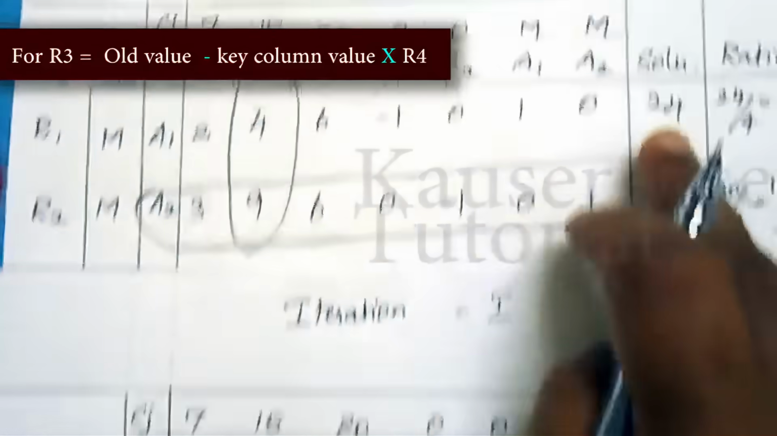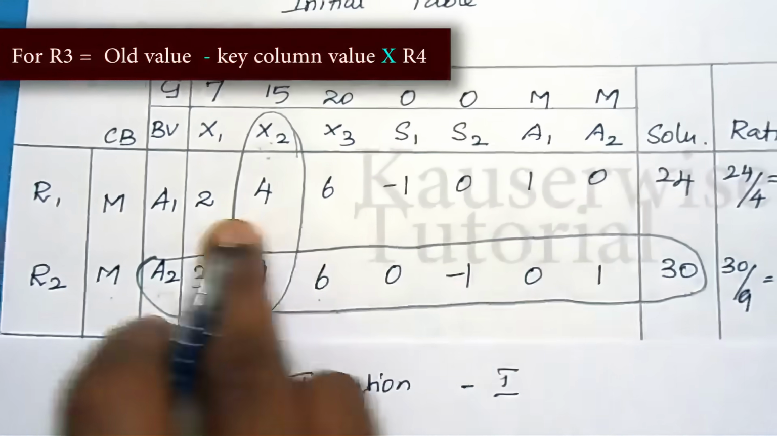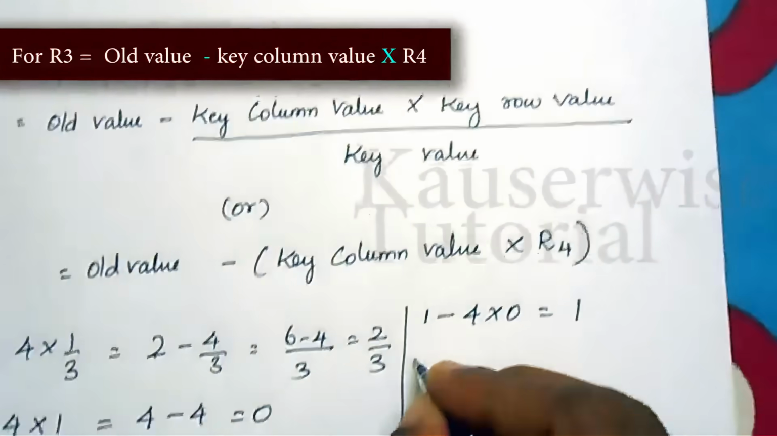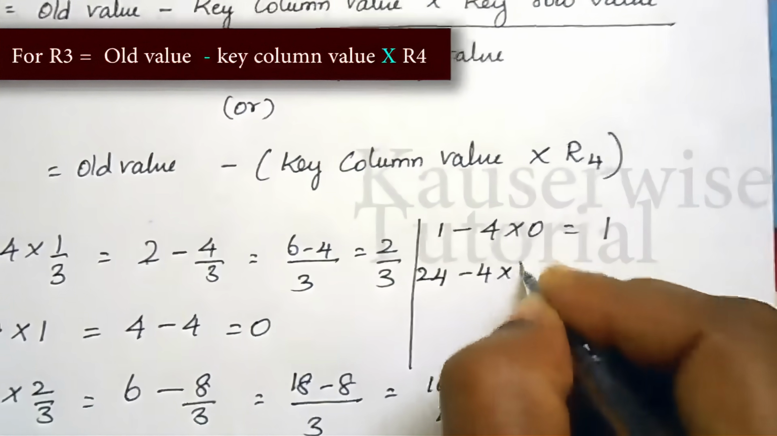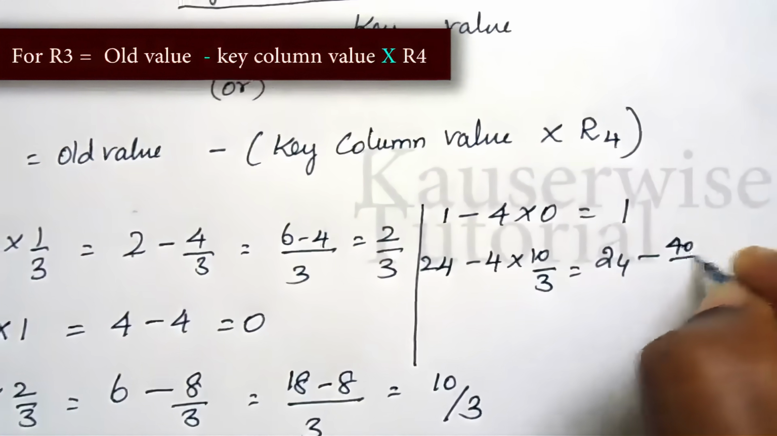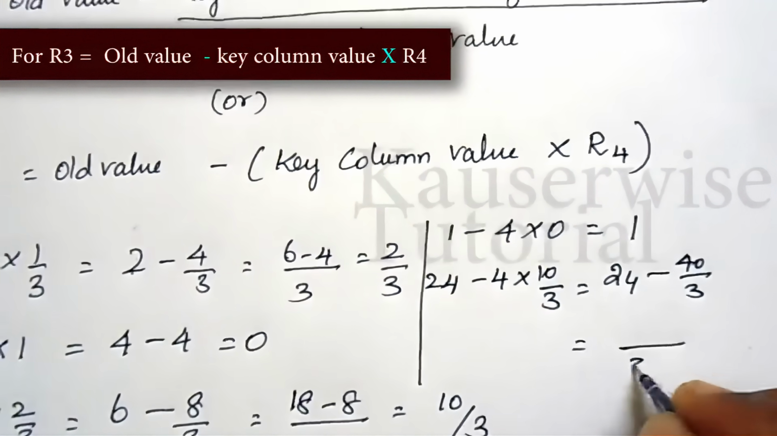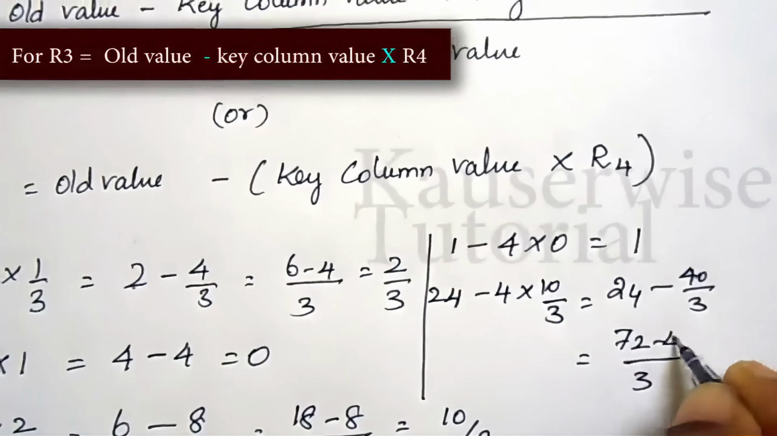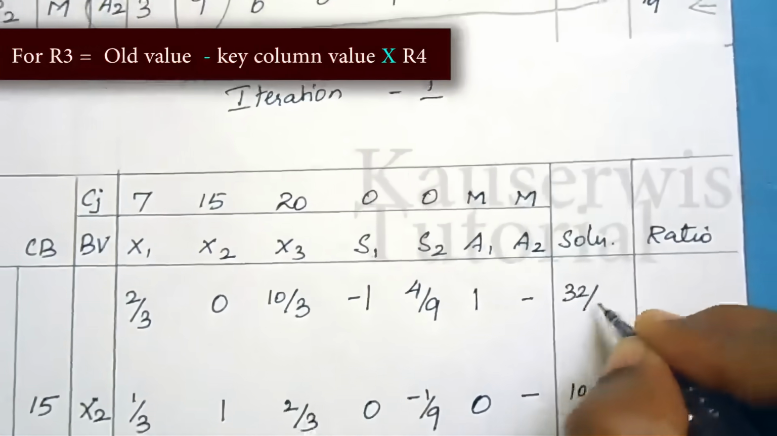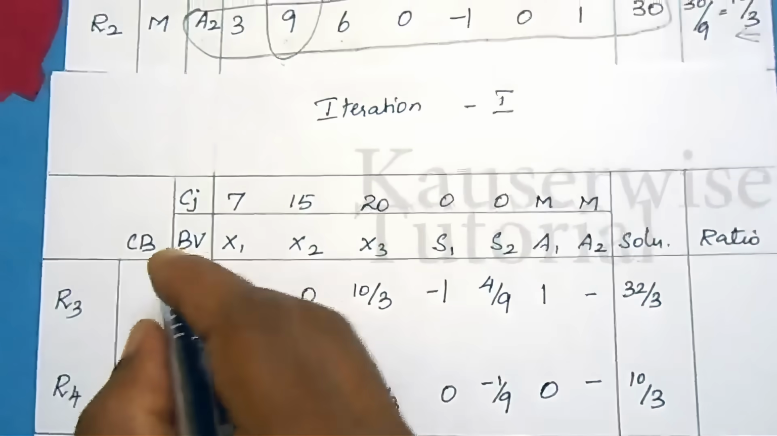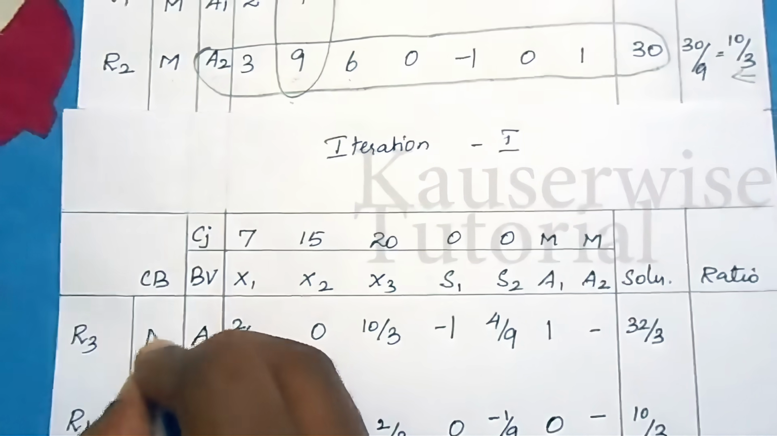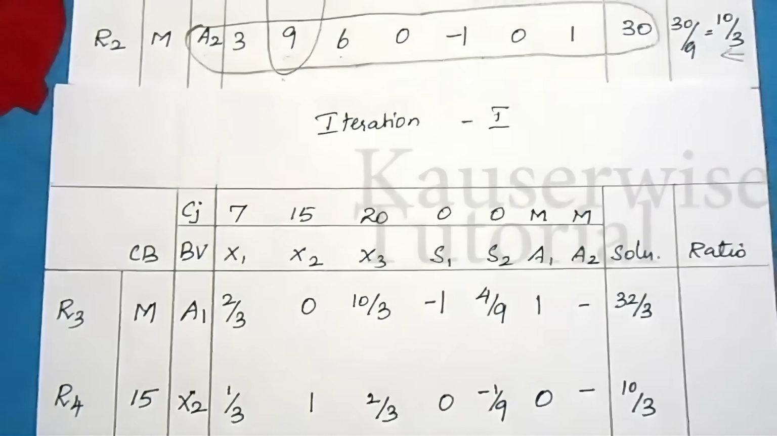For the solution, old value is 24, minus column value 4 into new row value 10 by 3. So 24 minus 4 into 10, 40 by 3. With LCM 3, 3 into 24 is 72, minus 40 is equal to 32 by 3. See, here the basic variable remains the same and the coefficient of the basic variable also remains the same. So this is the way to frame the first iteration table.